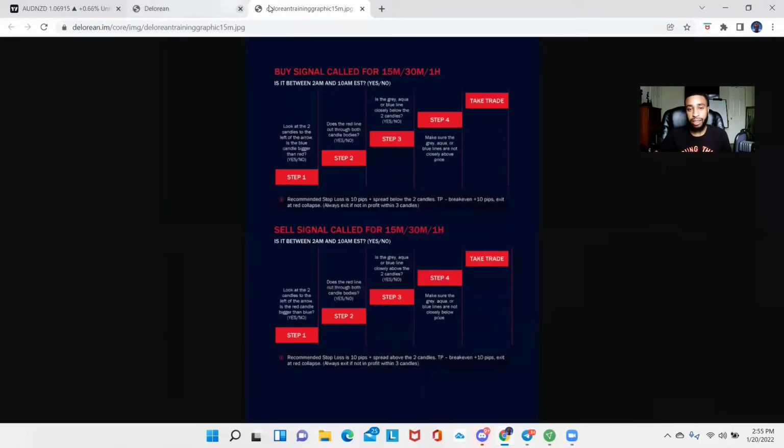Right now, I'm gonna go ahead and show you guys. So this is obviously a sell. So notice it says buy signal, sell signal. So we're obviously going to focus on the sell signal.